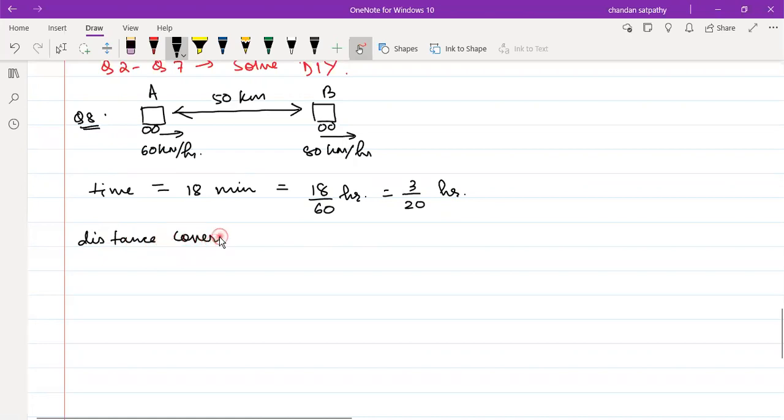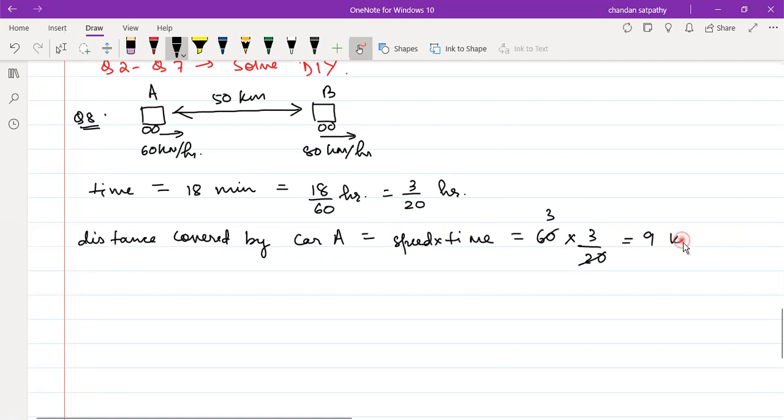Now we'll write the distance covered by car A. What is the distance formula? Distance is speed into time. Speed is 60 km per hour for car A, and time is 3 by 20. So 20 threes are 60, and 3 threes are 9. So A will travel 9 km. But how much will B travel?